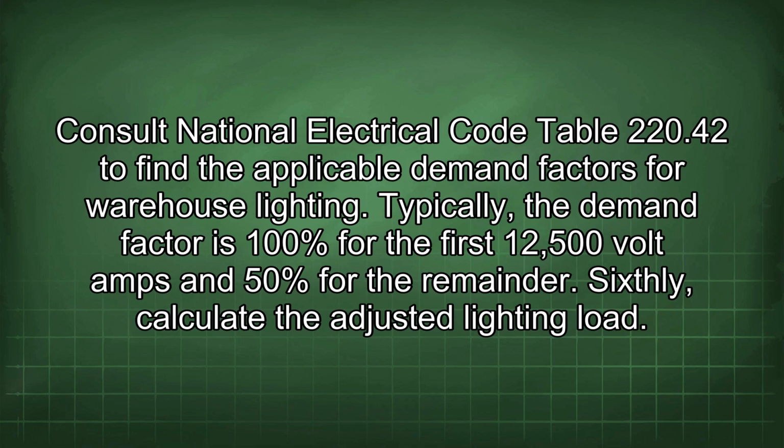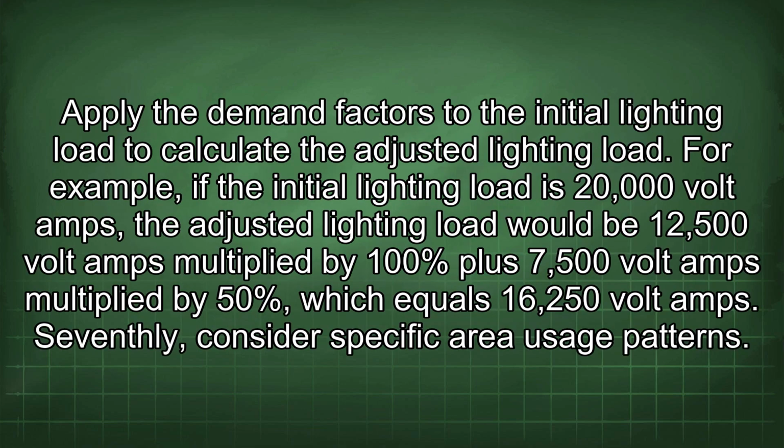Sixthly, calculate the adjusted lighting load. Apply the demand factors to the initial lighting load to calculate the adjusted lighting load. For example, if the initial lighting load is 20,000 volt-amps, the adjusted lighting load would be 12,500 volt-amps multiplied by 100% plus 7,500 volt-amps multiplied by 50%, which equals 16,250 volt-amps.